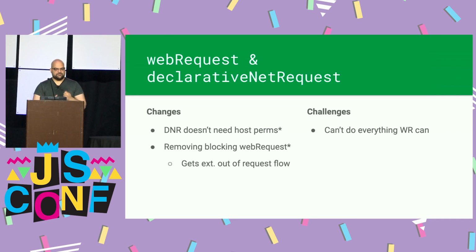But fundamentally, web request is more capable because it's an imperative API. You can literally write whatever code you want, and it will do it. Whereas the declarative net request API is declarative, so there's a limited set of capabilities that you can actually execute. One of the benefits to this from a performance point of view is we're getting extensions out of the web request flow, which means we can heavily optimize how network requests are processed by extensions.